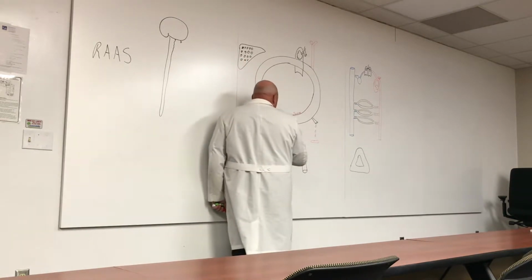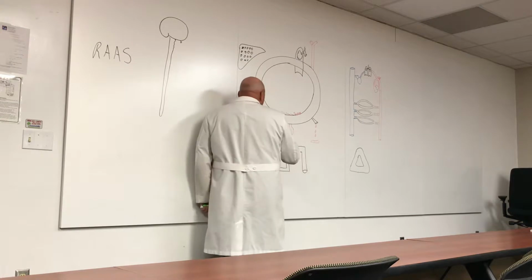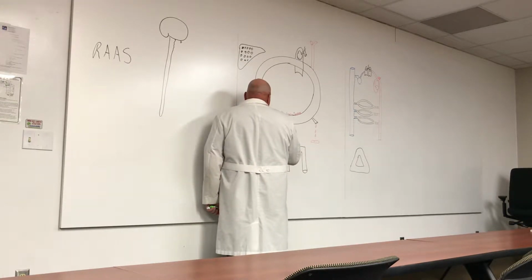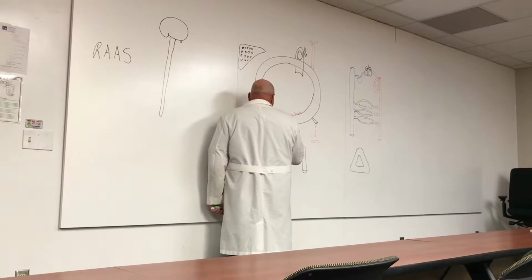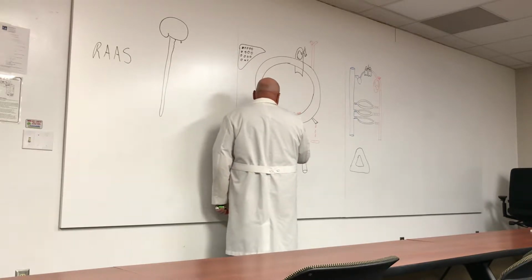So in the afferent arterioles, which is before this thing, this head here is called the what? Starts with a G. Glomerulus. Okay, so this is the glomerulus, right?